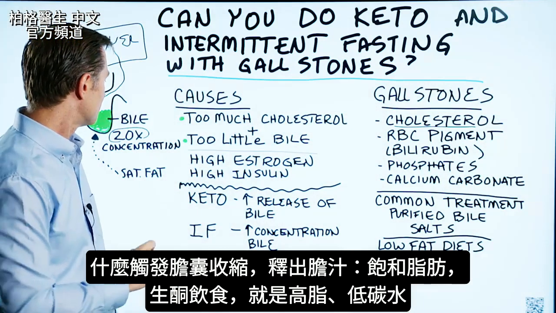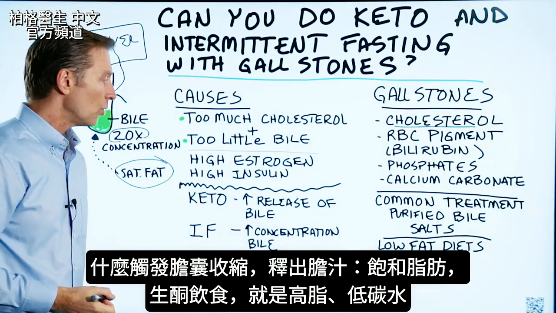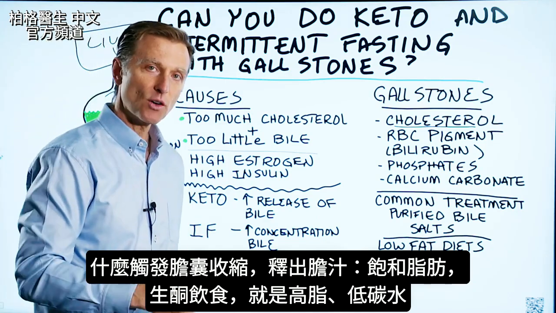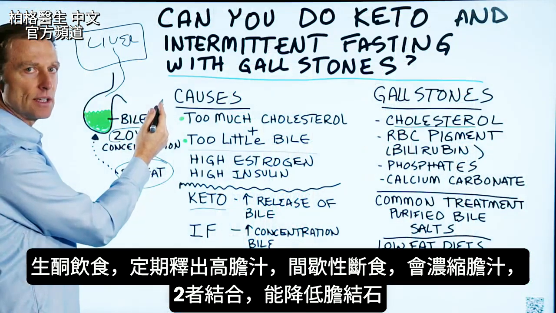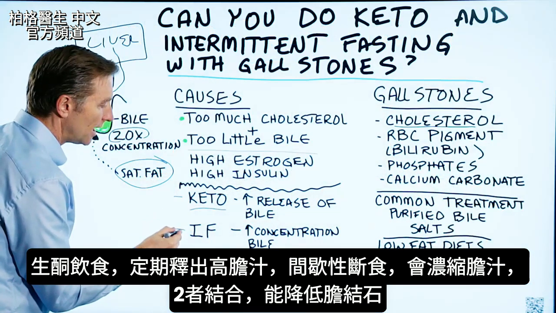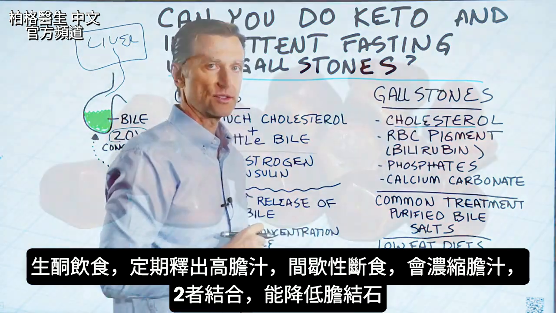Well, guess what? Saturated fats. It's saturated fats. Well, guess what a ketogenic diet is? It's a high-fat diet. It's a low-carb, high-fat. So when you do keto, you're going to be releasing a lot of this bile on a regular basis. If you add intermittent fasting, you're going to concentrate the bile. So these two things right here, keto and IF, done healthily, actually decrease the risk of gallstones.